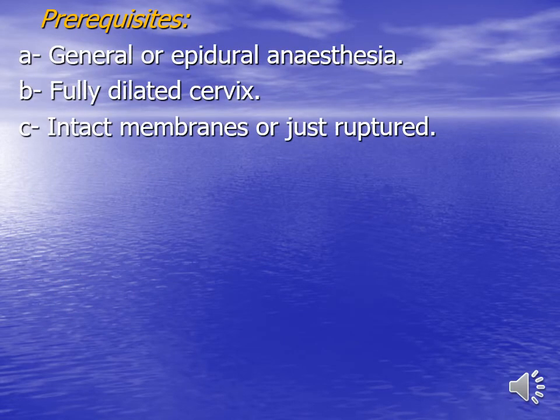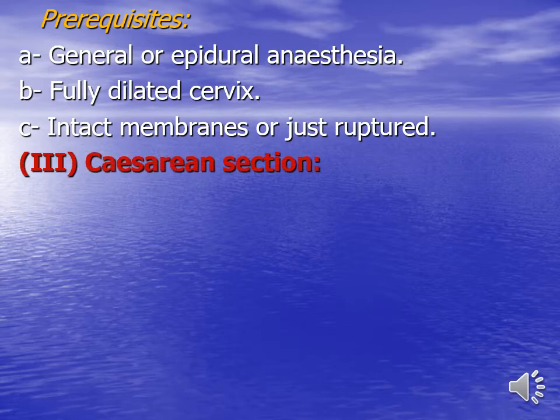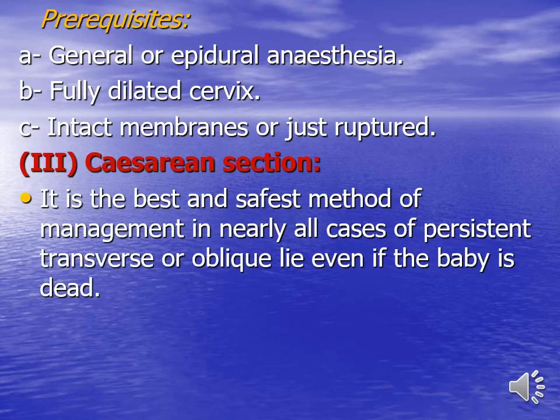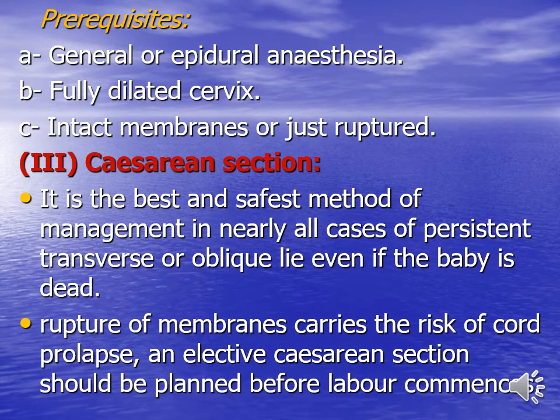The prerequisites for internal podalic version: general or epidural anesthesia, fully dilated cervix, and intact membranes or just ruptured. Caesarean section is the best and the safest method for management in all cases of persistent transverse lie, even if the baby is dead. Rupture of membranes carries the risk of cord prolapse, and elective caesarean section should be planned before labor commences.